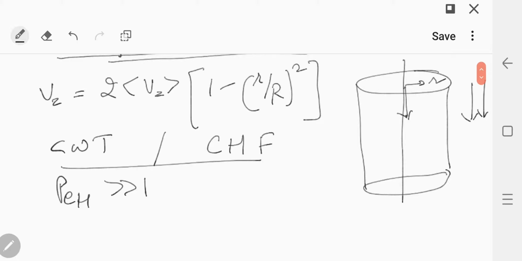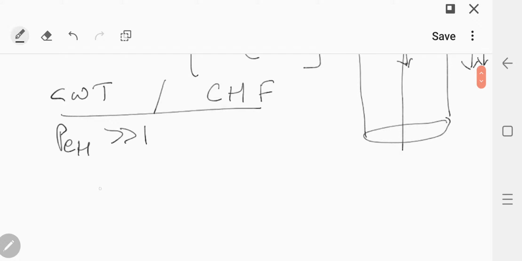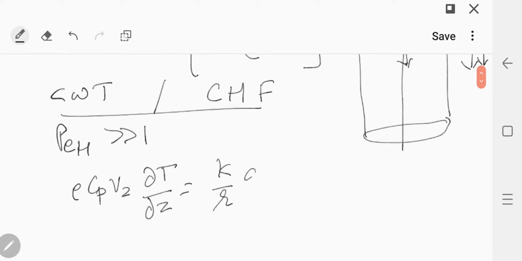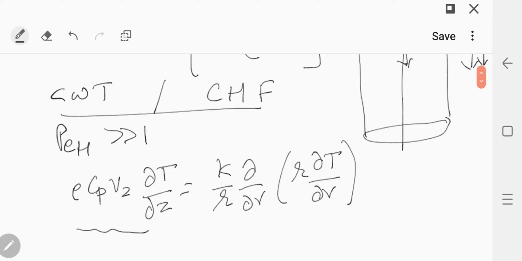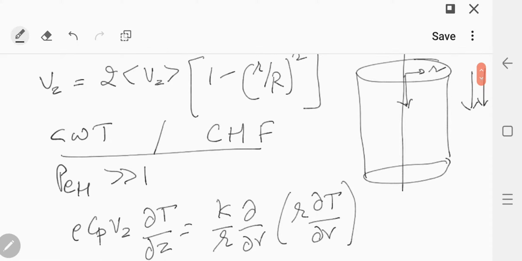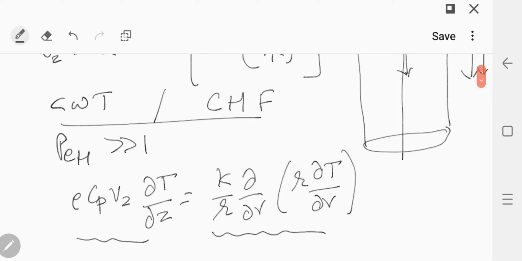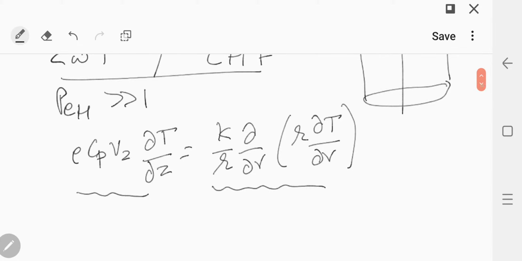That is, convective flux is much higher than the molecular flux, and based upon this condition we had a basic equation which was rho Cp Vz del T by del Z equal to k by r into del by del r of r dT by dr. That is, the convection part in the Z direction was considered equivalent to the conduction part which is occurring in the radial direction. Now based upon this main equation and using the boundary conditions of constant wall temperature and constant heat flux condition, we determined the temperature distribution profiles.